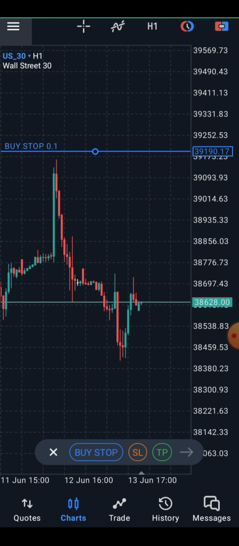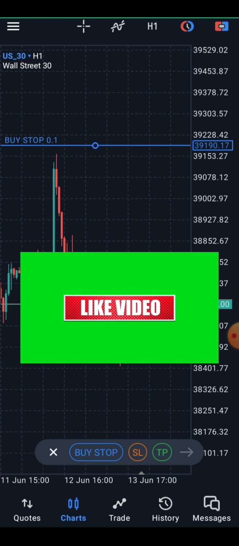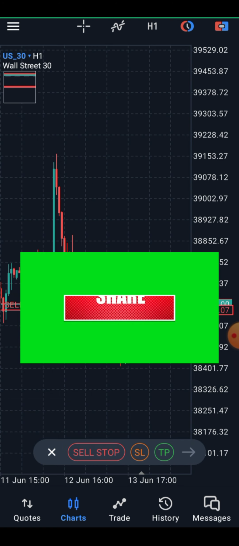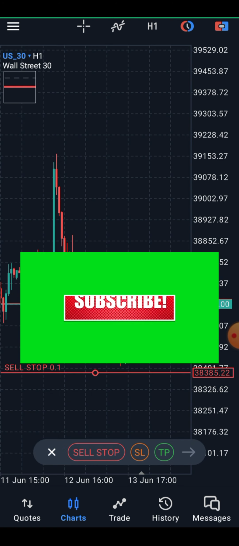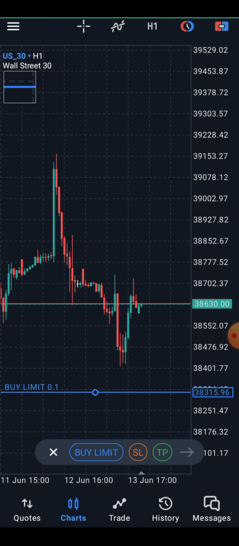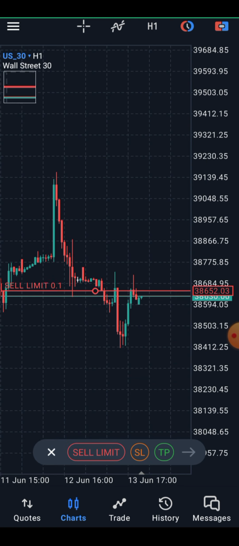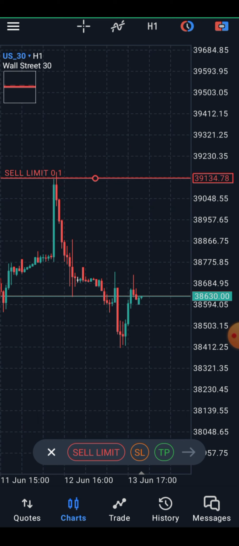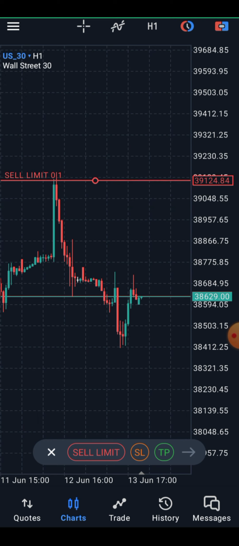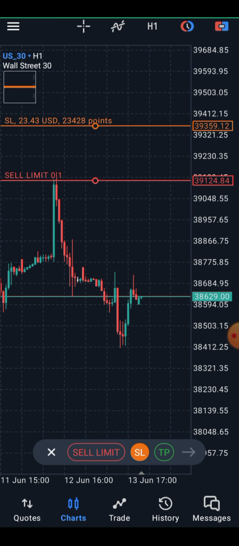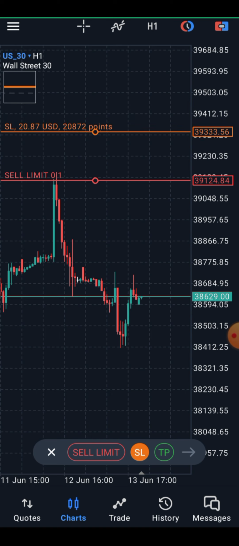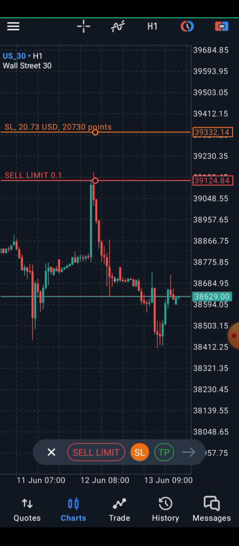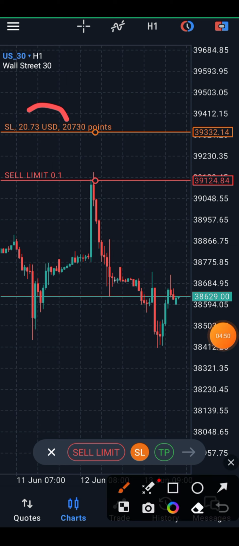Okay, so now what I want to show you is you can actually do all these from here instead of going through that long process. When you click on that, you drag this to any part you want. Then you can calculate how much you are going to risk. Let's assume we want to put a sell limit here, and then we'll put our stop loss somewhere above here. So you see, instantly we know that if this trade should go against us, we are going to lose this amount, depending on the lot size you are using.